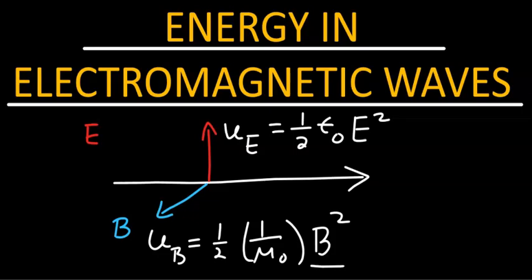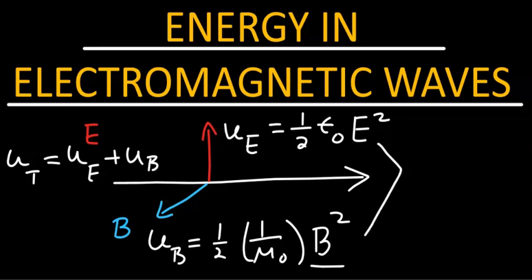magnetic field. So the total energy density of this electromagnetic wave is simply the sum of U sub E plus U sub B. Both these U sub E and U sub B are energy densities. Thus, the unit is joules per cubic meter.